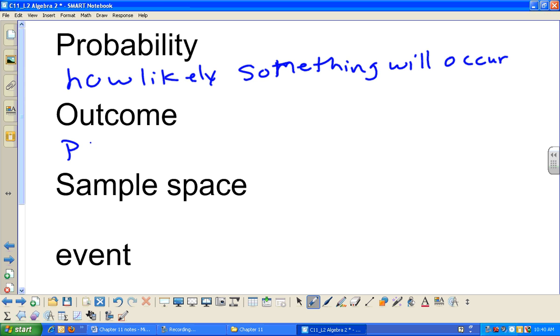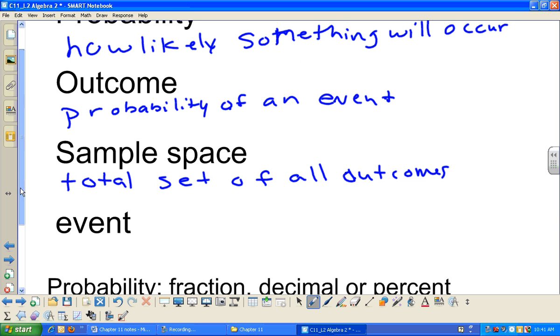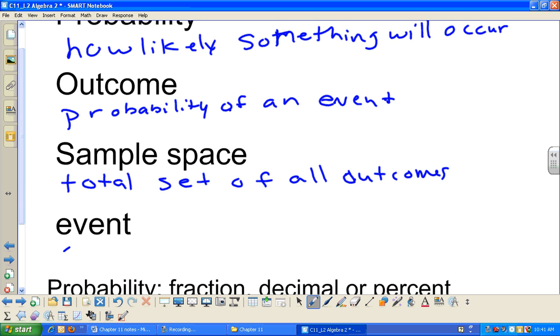Outcome is the result of an event. The sample space is the total set of all outcomes. An event would be an outcome or set of outcomes.